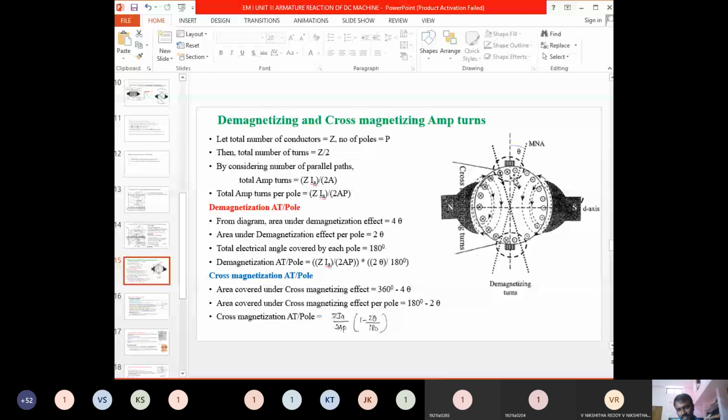And again, previously this conductor was under the influence of the north pole, and the direction of current was entering. But as the MN axis is shifted, and the total left side portion is north pole and the right side portion is south pole, now the current direction will change to outwards or leaving direction. This is the first conclusion that I would like to state.